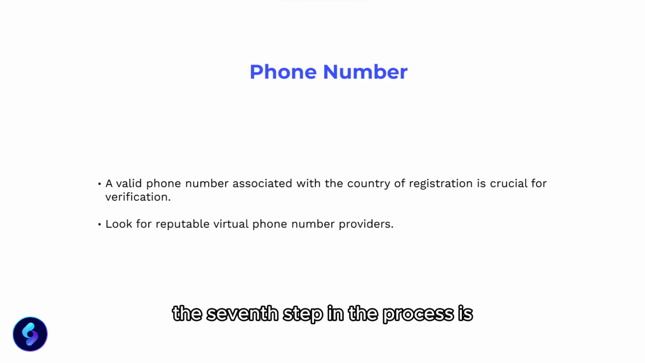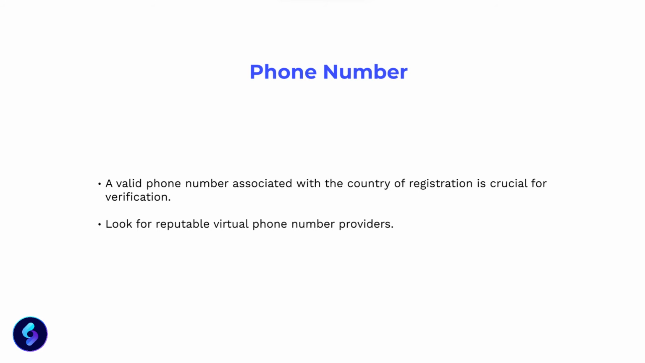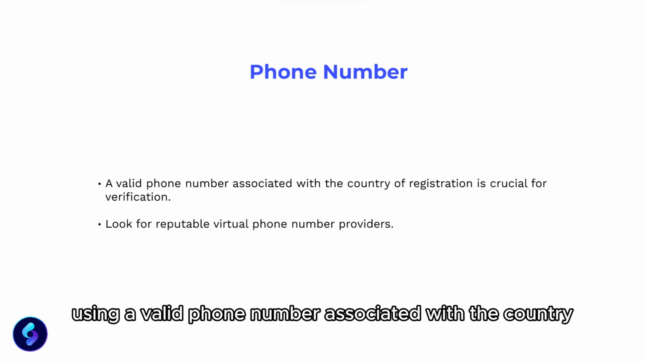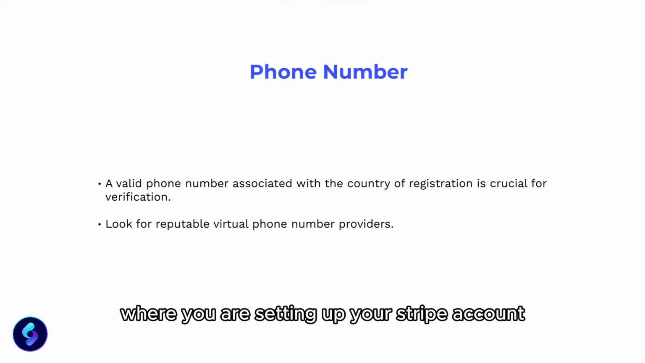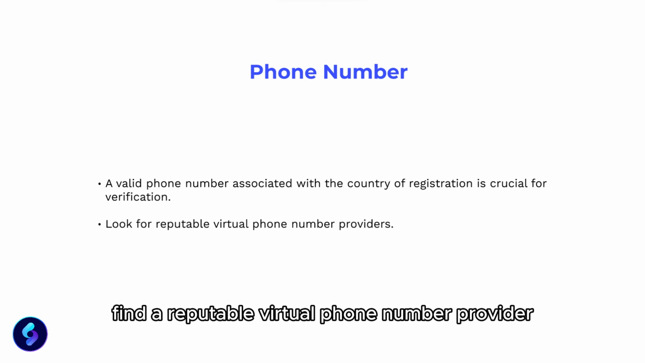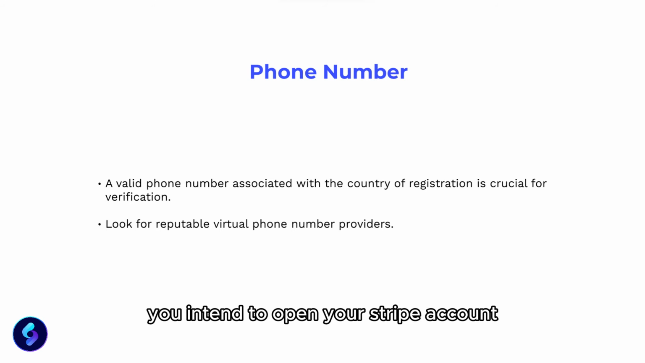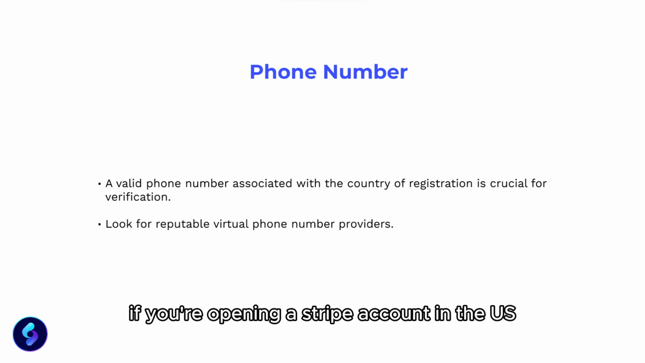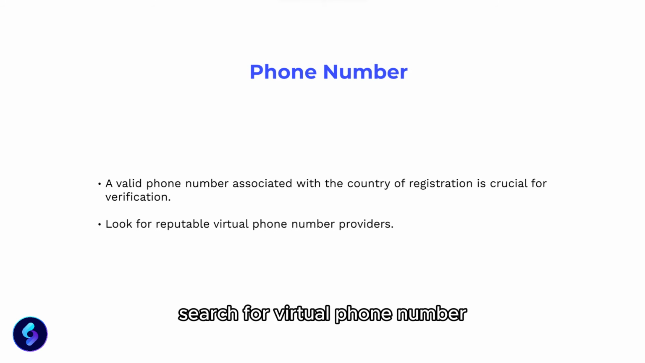The seventh step in the process is the purchase of a phone number. Using a valid phone number associated with the country where you are setting up your Stripe account is essential for successful verification. Find a reputable virtual phone number provider that offers services in the country where you intend to open your Stripe account. For example, if you're opening a Stripe account in the US, search for virtual phone number providers that offer US phone numbers.